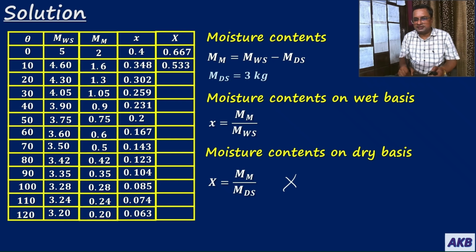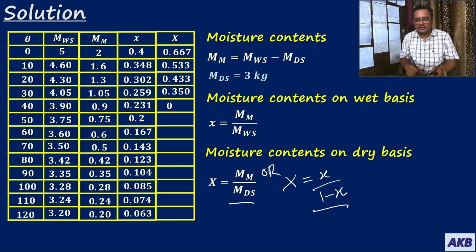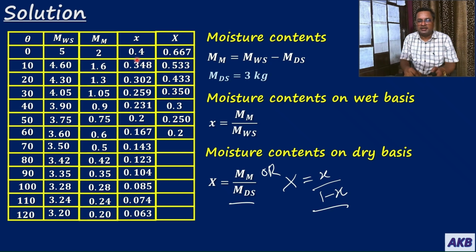So capital X is small x divided by 1 minus small x. You can either use this formula or this formula. You are going to get capital X, which is moisture content on dry basis. So let us get different moisture contents on dry basis. First it is 2 divided by 3.